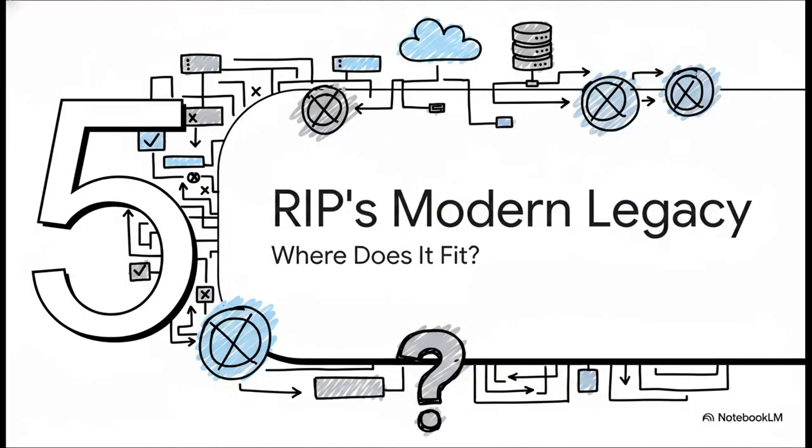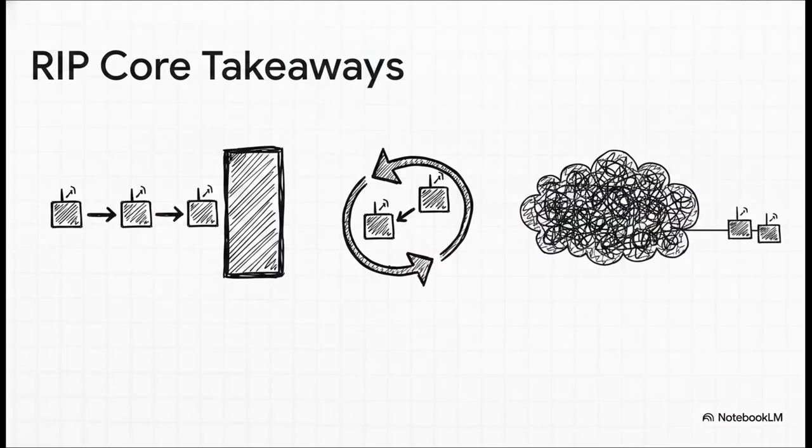Which brings us to our final part, Section 5, RIP's modern legacy. Where does it fit today? So, after decades of patches, loop preventions, and protocol evolutions, what's the objective, bottom-line verdict on RIP in today's networking landscape? Here are your 3 core takeaways.